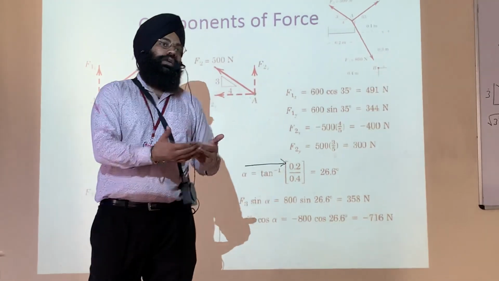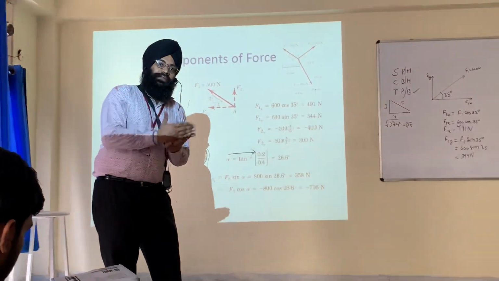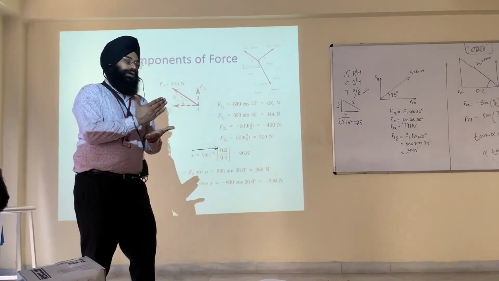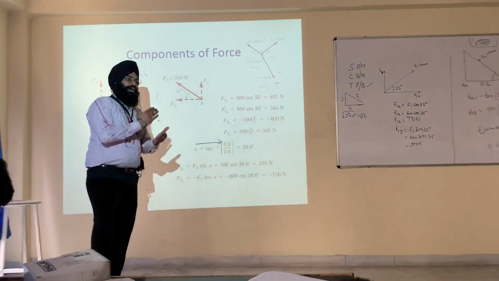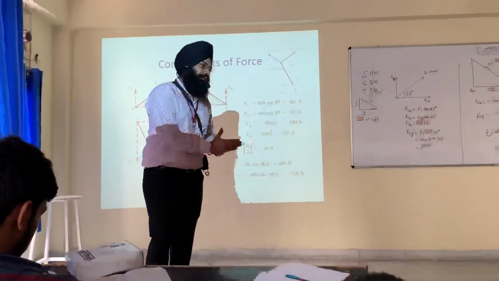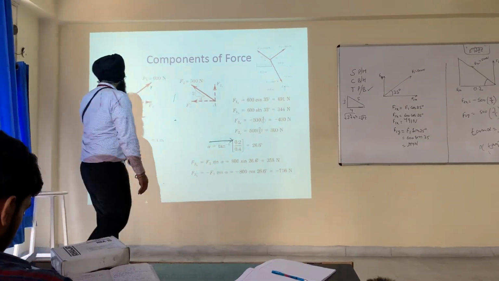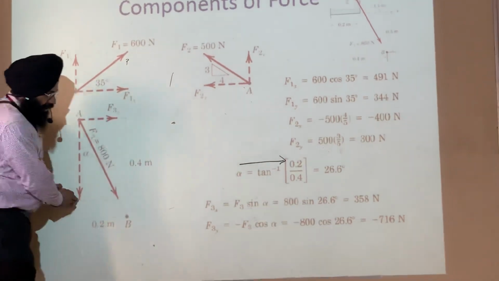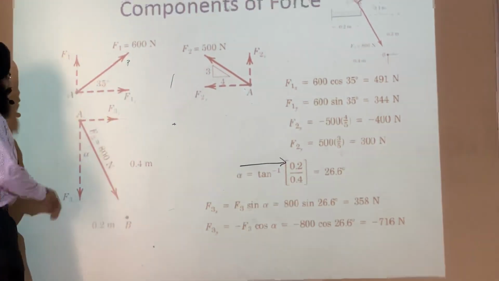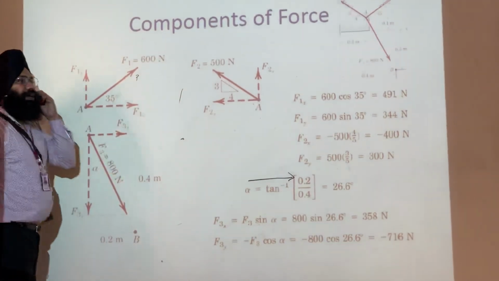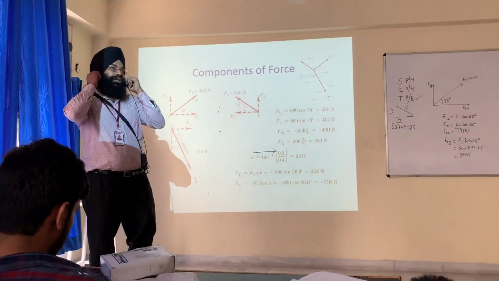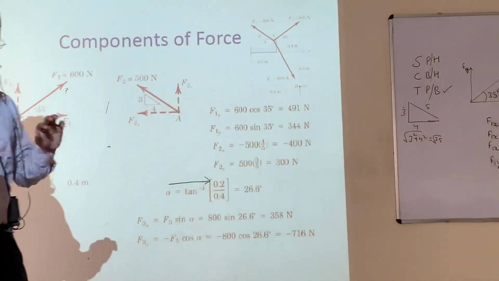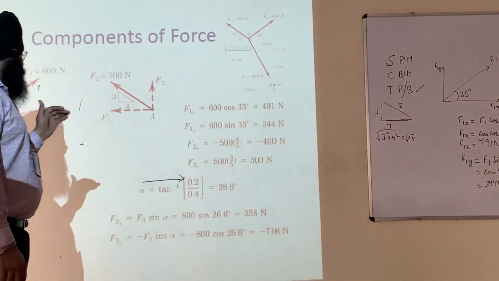Similarly, now F3x will be equal to F3 sine of alpha, and F3y will be equal to F3 cos of alpha. And remember this in mind: in the y direction it is negative because it is coming downward, and in the x direction it is positive, because it is coming in the positive x direction. So the answer comes out to be 358 Newton and 716 Newton for F3x and F3y.